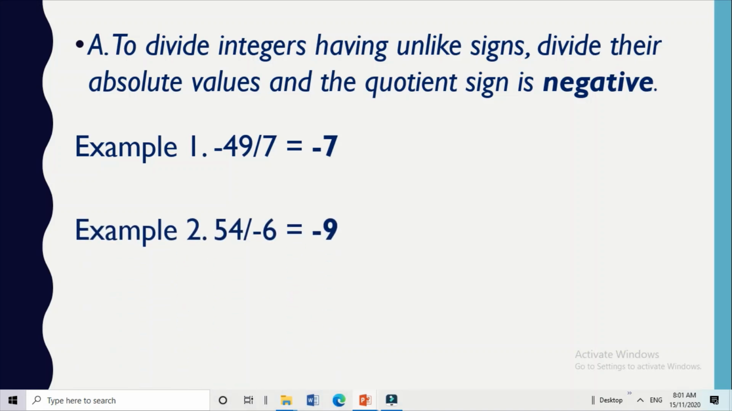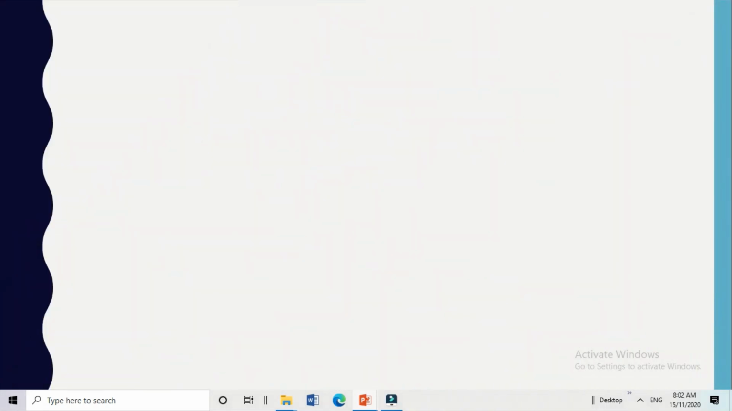Example number 2, 54 divided by negative 6. So, 54 divided by 6, that is 9. Again, magkaiba yung kanilang sign, so dapat ang sagot natin is negative. Example number 3, negative 27 divided by positive 9. So, 27 divided by 9, that is 3. Again, magkaiba yung kanilang sign, so dapat ang sagot natin is negative.